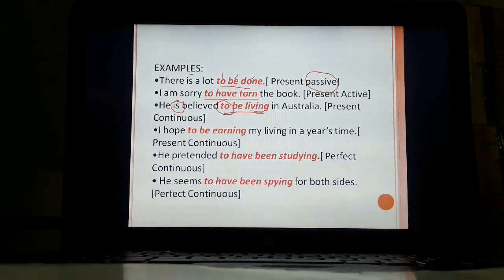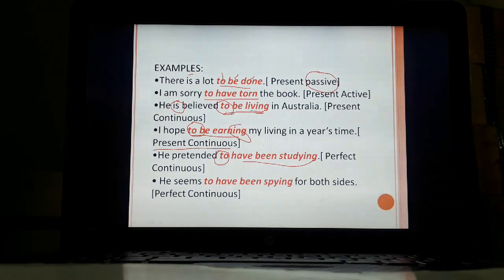The next one, I hope to be earning my living in a year's time. So again, to be earning, it is an infinitive. So this sentence is in present continuous form. Continuous, as you can see, the ing form of the main verb earn is given over here. And why infinitive? Because to has been mentioned. Next, he pretended to have been studying. Now here, to have been studying, this is an infinitive. It is in which form? Perfect continuous.